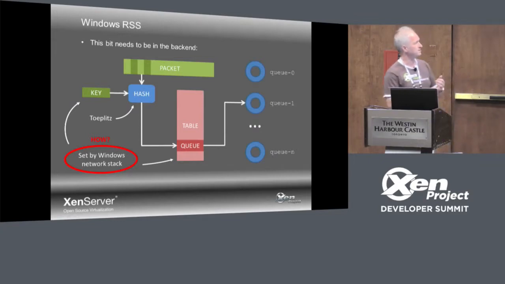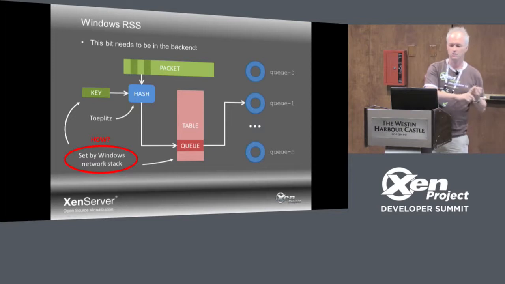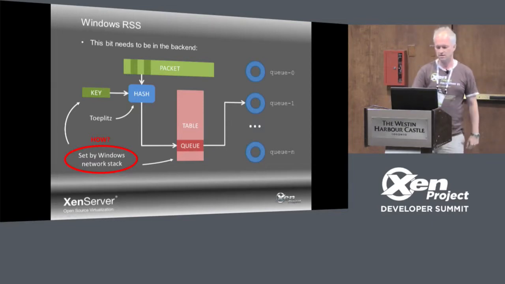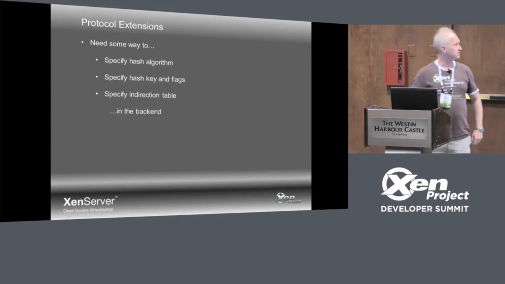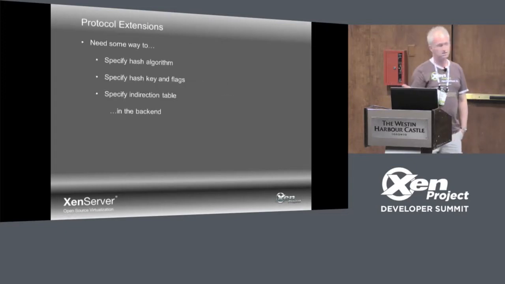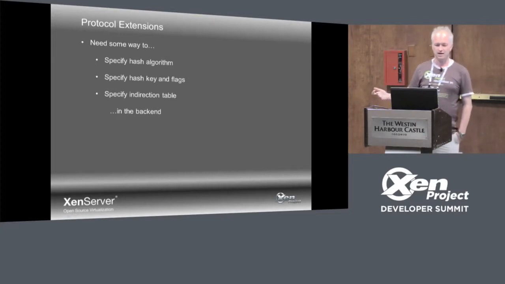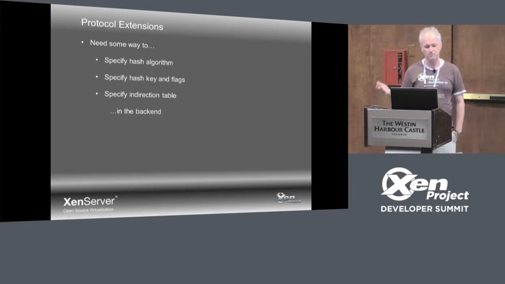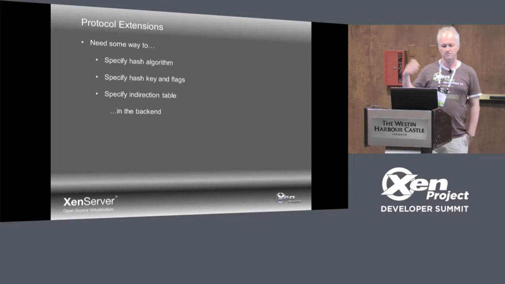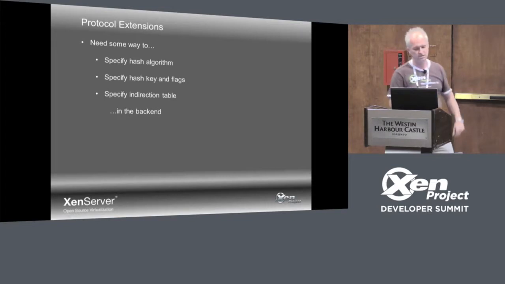So, obviously, we have the packet hash, done using the key, and the indirection table. All this needs to be programmed by the Windows network stack, but it's all in the back end. So we need some way of getting the data through. So there's a protocol extension that I implemented. As I said, we need to get the hash algorithm through. It's always Toeplitz as it happens, but Microsoft do reserve the right to specify other ones. They never have, but they could do. A hash key, flags to say what types of headers they want you to hash over, and an indirection table, obviously, to steer the particular hash values of the particular packets to particular CPUs.